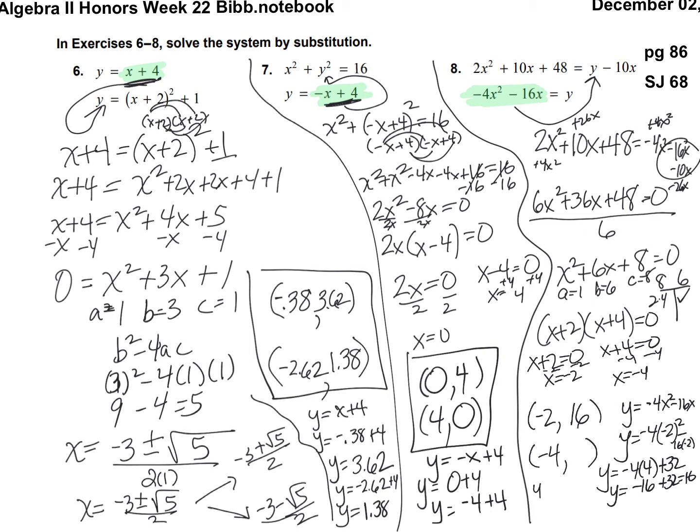Substitute negative 4 in. Y equals negative 4 times negative 4 squared minus 16 times negative 4. I'm so sorry, that's all scrunched together. Y equals negative 4 times 16 plus 64. Y equals negative 64 plus 64, which is 0.